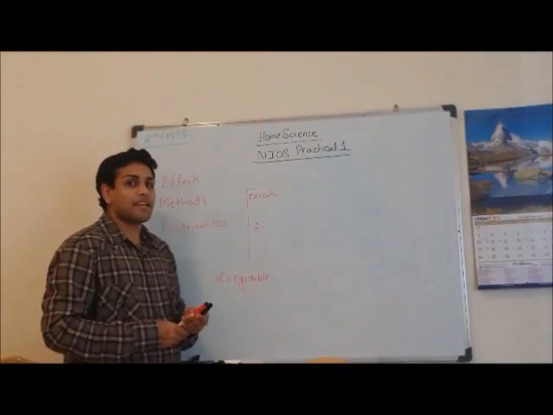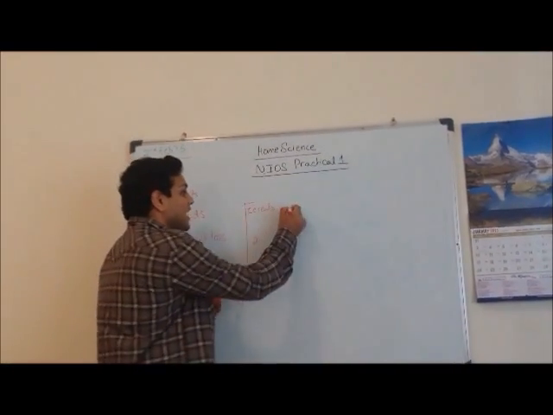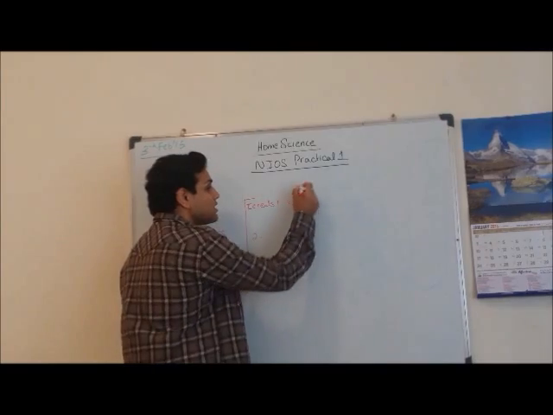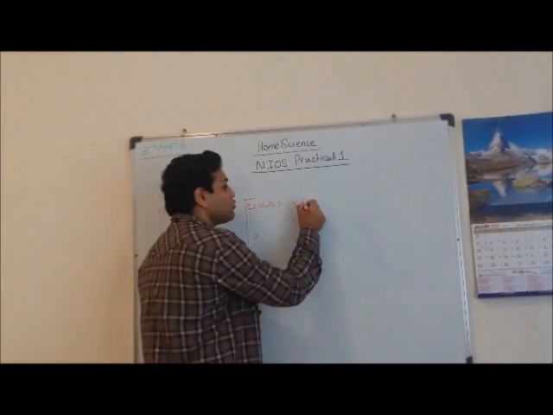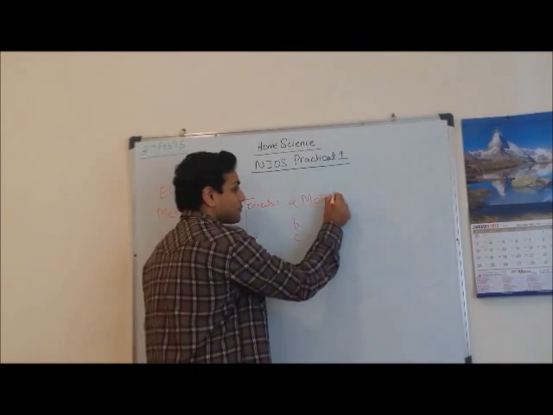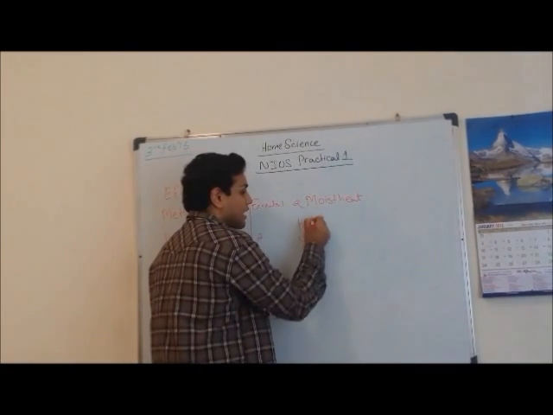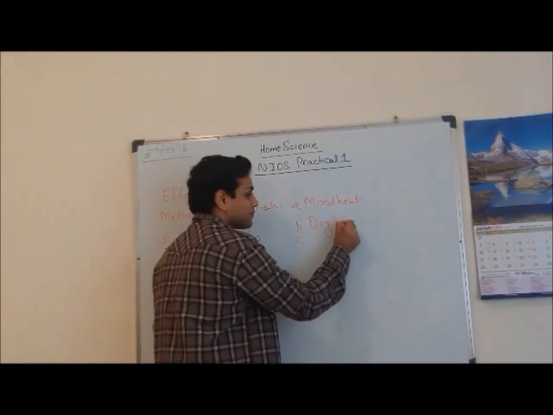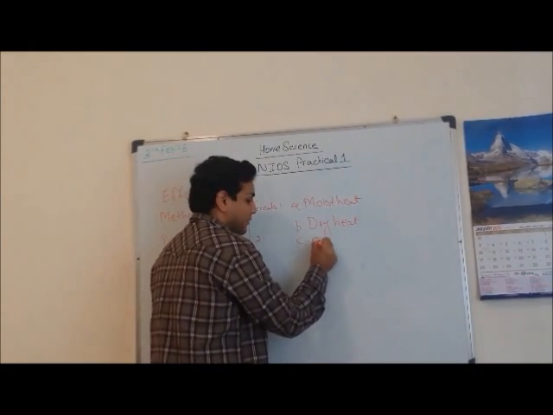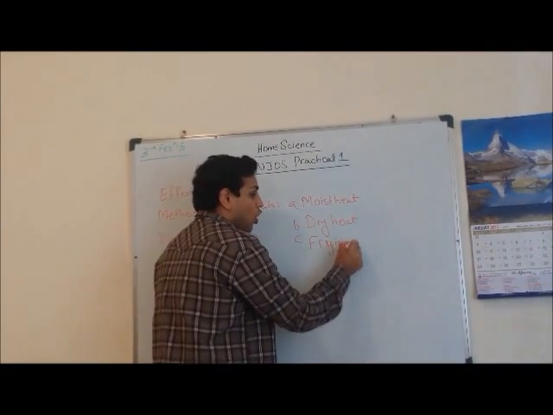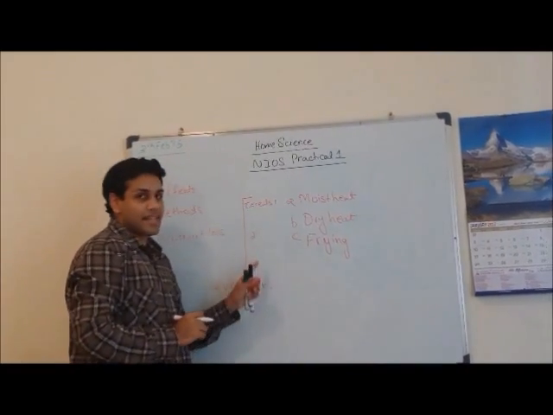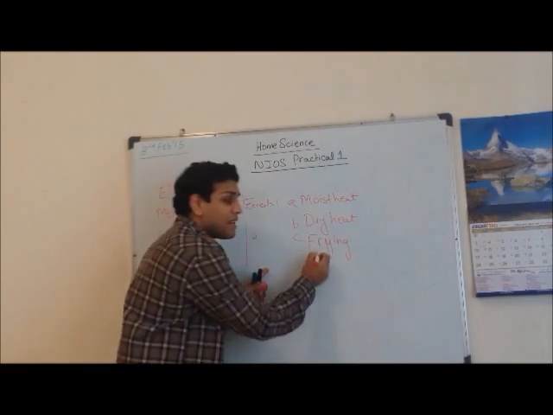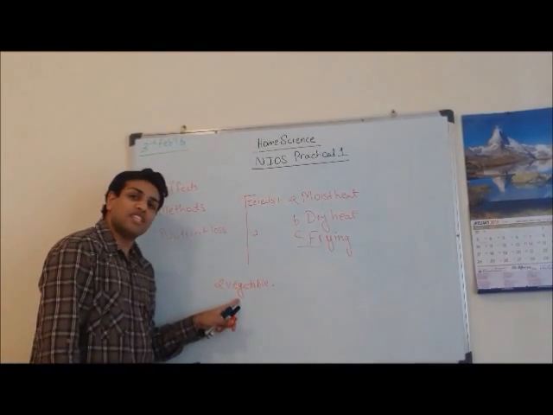And then in the table it is mentioned A, B, C, which actually tells you how you have used the different types of method for cooking. In this practical, you have to use moist heat, dry heat, and frying. All the 3 methods have to be used individually for cereal number 1 and cereal number 2. The same 3 methods should be used for the 2 vegetables.